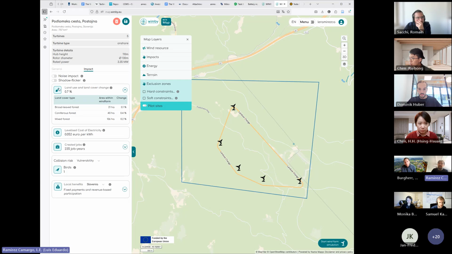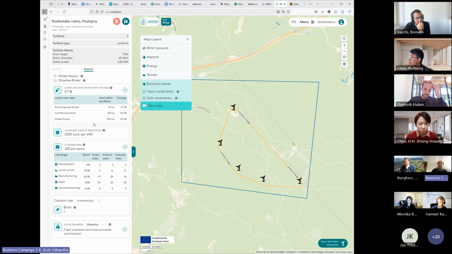We also have some models that were not presented today. It is, for instance, the land use and land cover change to estimate the actual shape of the wind farm, and also tells you which kind of land use will be changed to be able to construct it. We have an estimation of the levelized cost of electricity. We have a high-level estimation of the created jobs in job years for these 5 turbines in this particular country. We have some data on collision risk for birds and bats. That is also one of the results of the other work packages.